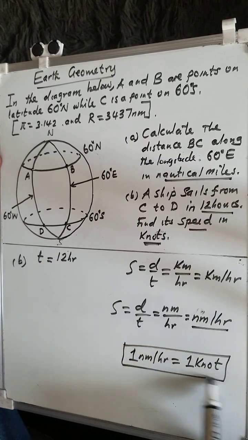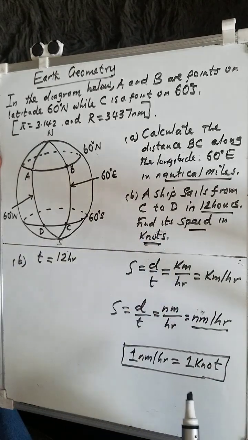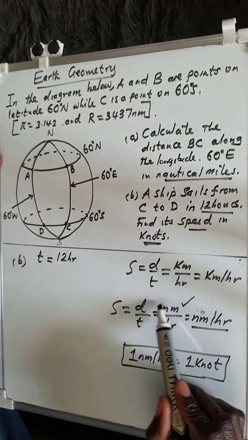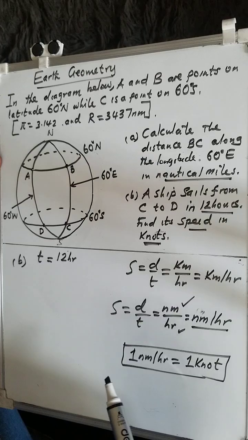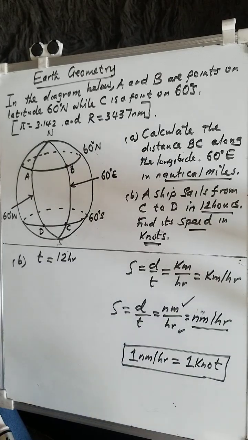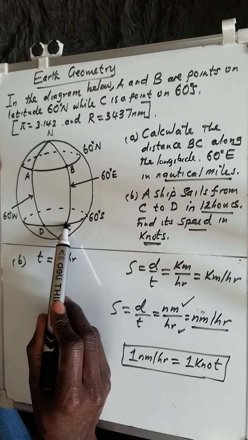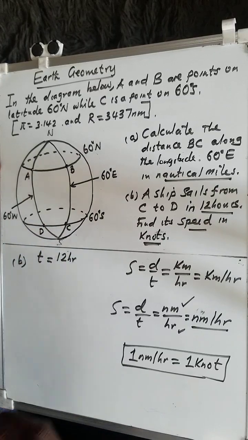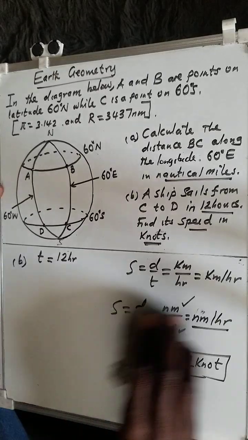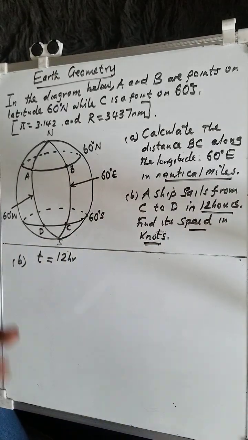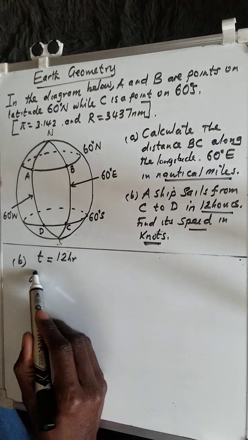Meaning, if they want you to give your speed in knots, it means that they want your distance to be in nautical miles and your time to be in hours. That is what it simply means there. So therefore, let's calculate first of all what is the distance between C and D. Remember, because it is in nautical miles, what I told you, you can either use the simple formula or you can use the longer one. There's no problem. So let me just use the actual one.